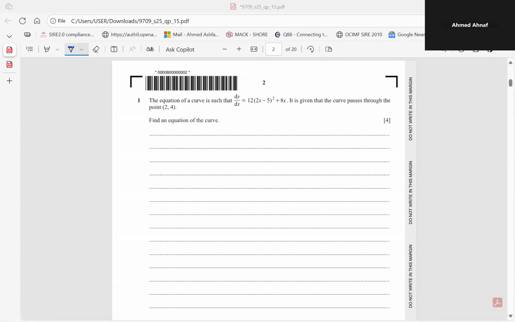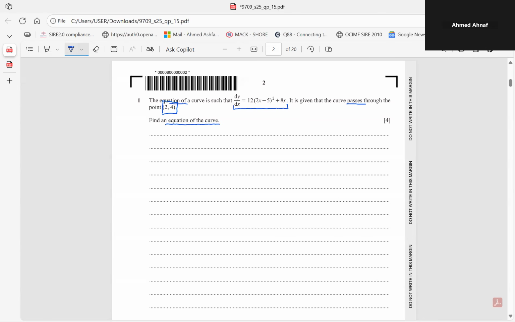Okay, so we're given that the equation of a curve is such that dy/dx is equal to this. So we're given an expression for dy/dx in terms of x, and we're also told that the curve passes through the point (2, 4). And using all this info, we have to find an equation of the curve.